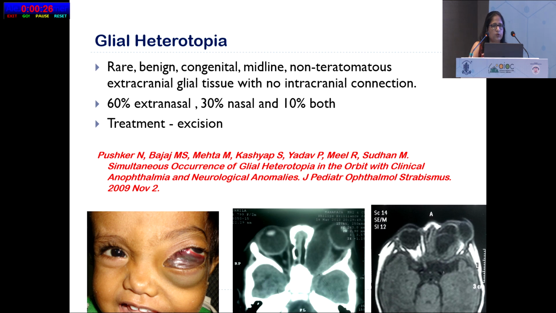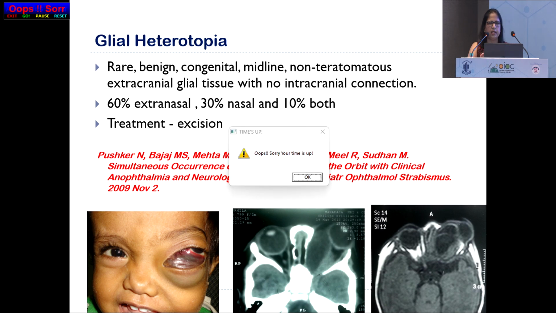Then glial heterotopia, again a very rare presentation, but yes, I must say any patient giving history of proptosis, say in infancy, you should always ask for the old pictures. Maybe there was some proptosis at birth itself. That gives us a lot of clue. So this patient, if you see, this was a glial heterotopia. Again, as the name suggests, the glial tissue was displaced from the brain without any communication with the brain.